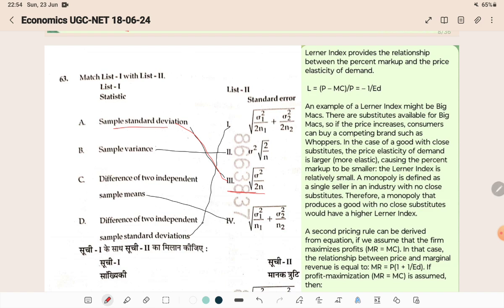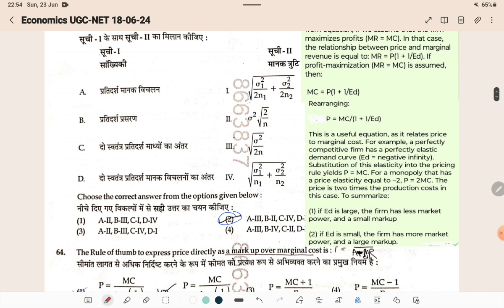standard deviation square divided by 2n, and sample variance with the second, sigma square under root 2 by n, and the difference of two independent sample means, square root of sigma square 1 divided by n1 plus sigma square 2 divided by n2, and the difference of two independent standard sample deviation goes with the first one, standard error, square root of sigma square 1 divided by 2n1 plus sigma square 2 divided by 2n2. So second will be the right option here.